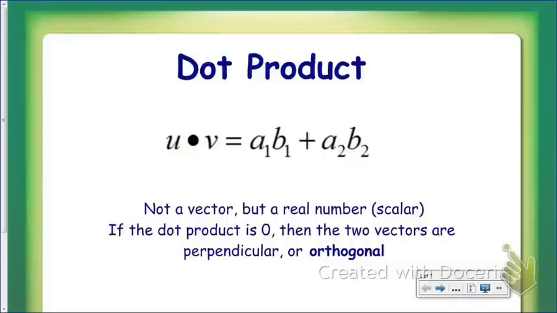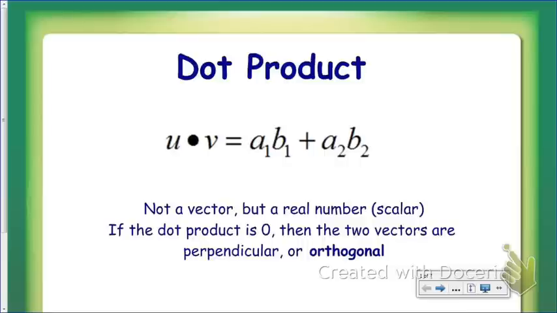Hi guys. So what we're going to do today is look at the dot product of two vectors, and then we're also going to look at some applications. The dot product is a process we can do with two vectors. It looks similar to multiplication, and it does involve multiplication, but it's going to have one more step than that.